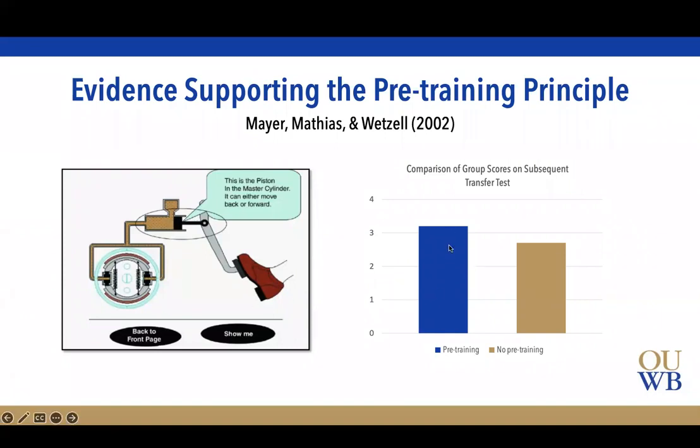And again, we can see a graphical representation here that on subsequent transfer tests, those who received pre-training had more success on those post-transfer tests than those who did not. So if you talk about this as it might apply to OUWB curriculum, this could be used both for asynchronous lessons, but also synchronous lessons. The example that we just talked about was that learners could first engage in some sort of activity that allowed them to click on these individual pieces and see what the parts were.